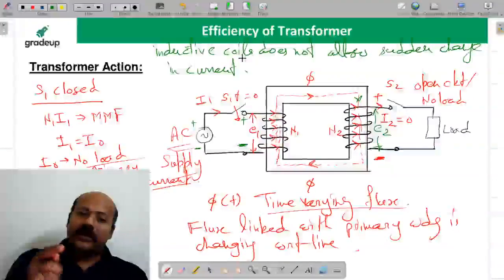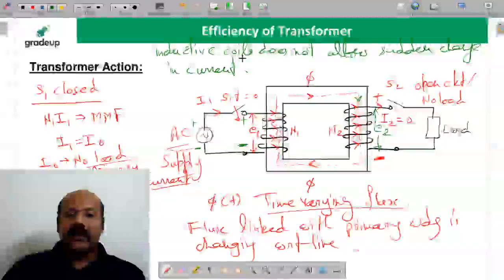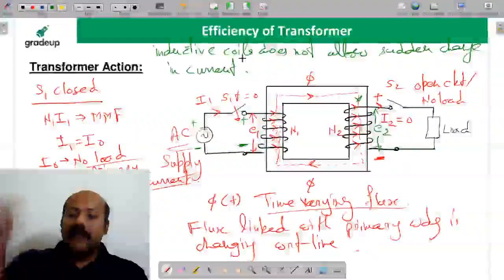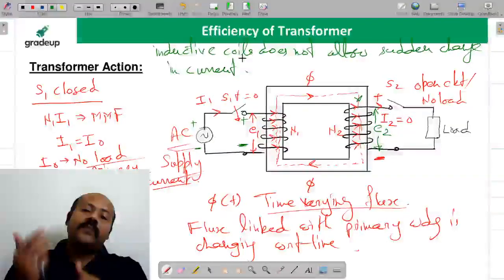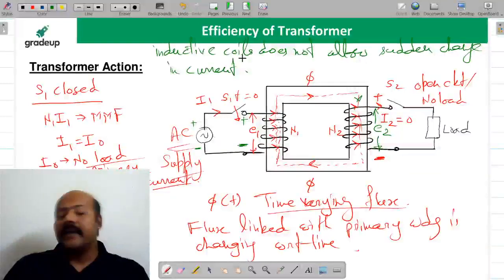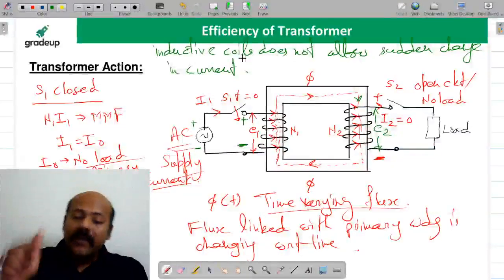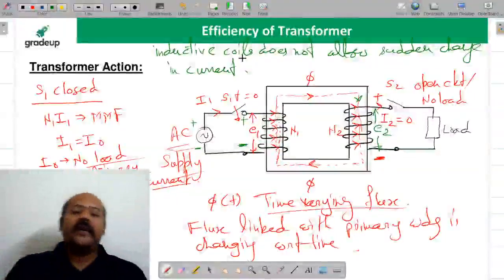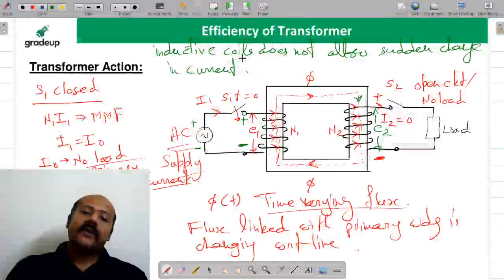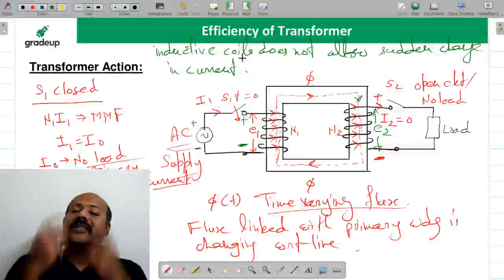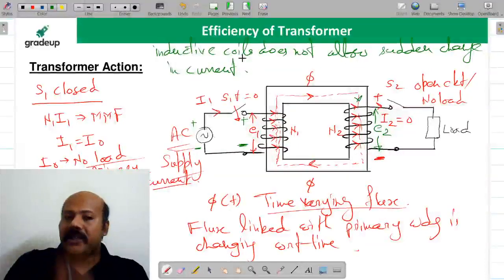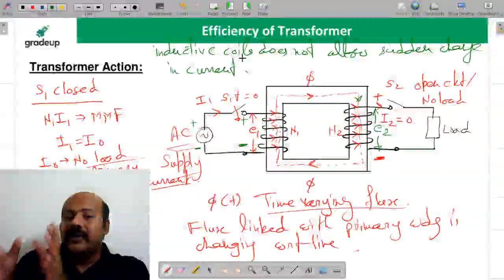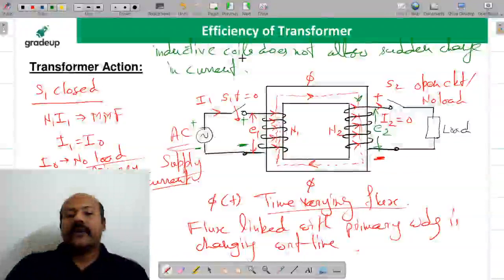So because your transformer primary and secondary coils are nothing but inductive coils, the moment you close switch S2, there is going to be some current flowing in the secondary winding, and this MMF N2I2 is going to oppose this flux phi, but phi is not going to change. Why? Because who is going to establish this flux? Supply. If supply is not changed, how can you change the flux? It means at the end of the day, the load which you are connecting is going to be taken care of by the supply only.